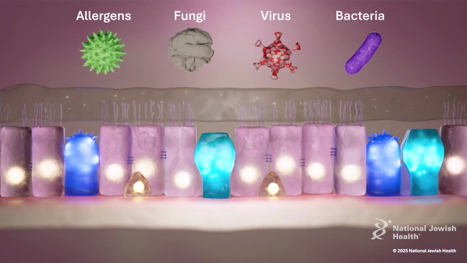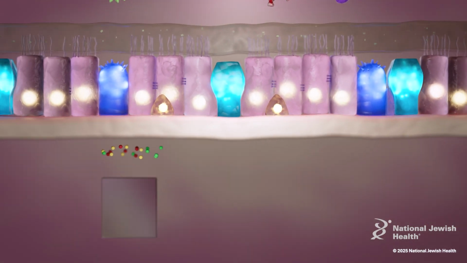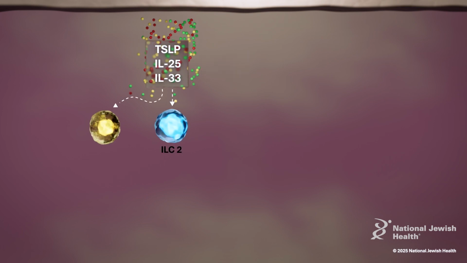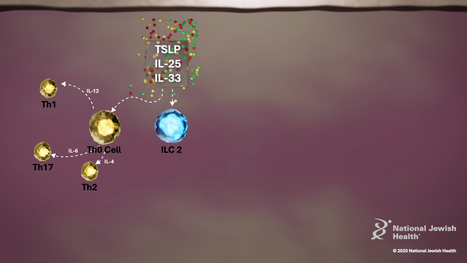Environmental triggers can lead to the activation of epithelial alarmins that may activate innate lymphoid cells, or ILCs, in an antigen-independent manner. T cells are subsequently activated and can differentiate into Th1, Th2, or Th17 cells when activated by IL-12, IL-4, or IL-6 respectively, as well as other cytokines.